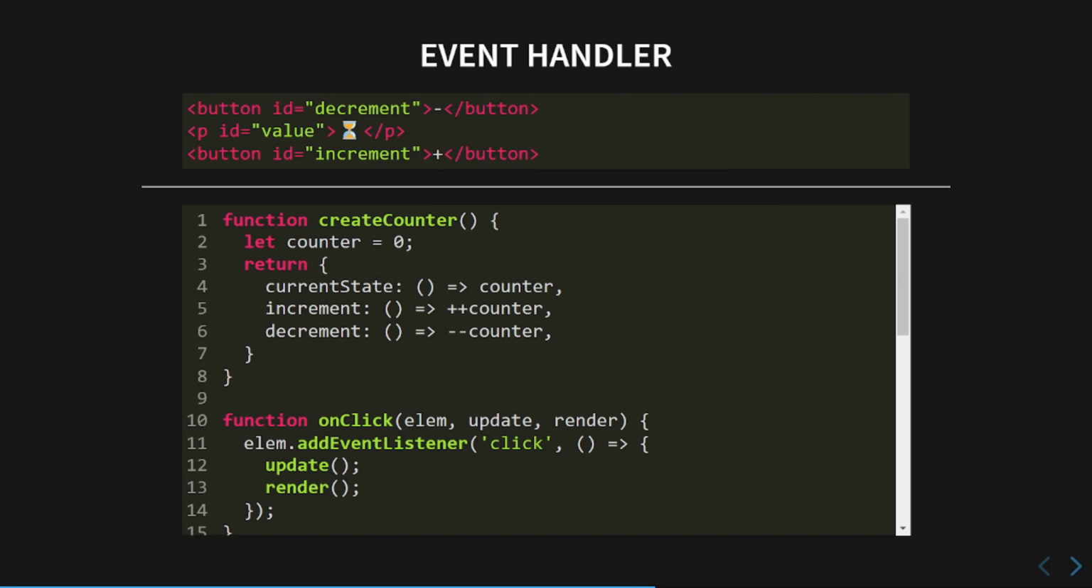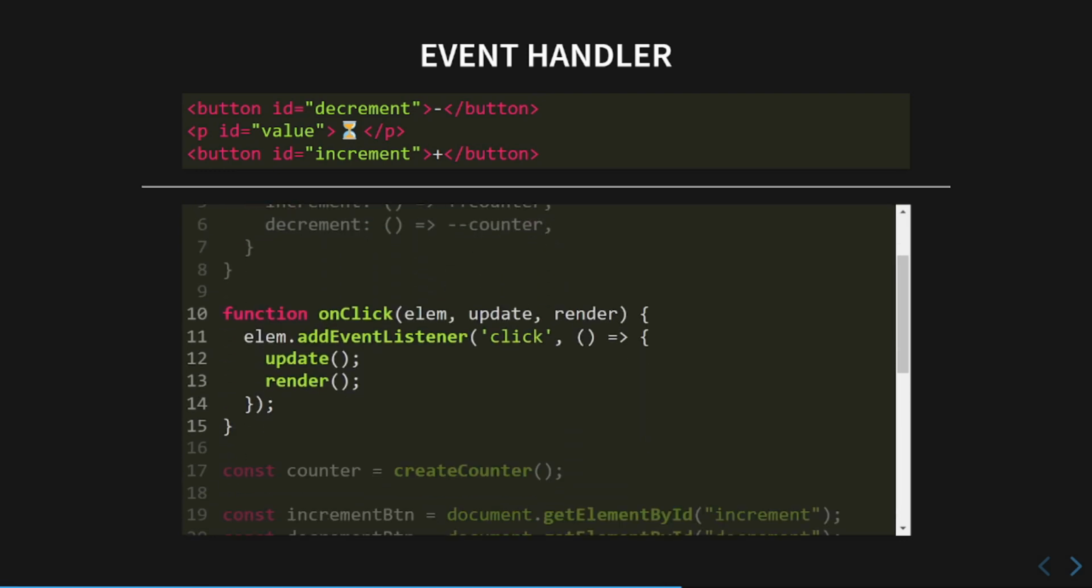Let's look at an event handler. So up here I have 3 HTML elements. It's a negative button that when you click it should subtract a value. Here's the value, and here's the plus button. It's really just a counter from the previous example. And if we look at create counter, we've already seen this before. I've added this little helper function called onClick. It just takes an element and adds the click listener, and then once that's been fired, it calls the update function and the render function.